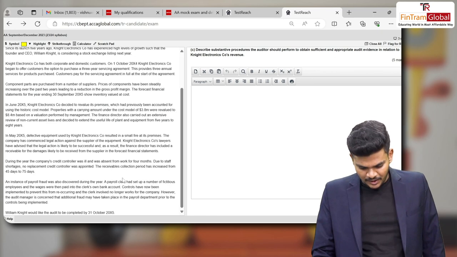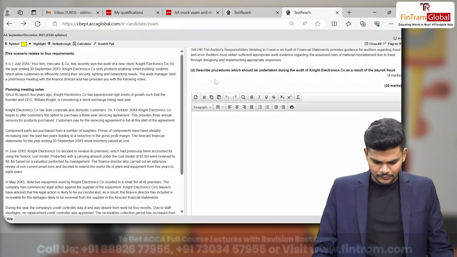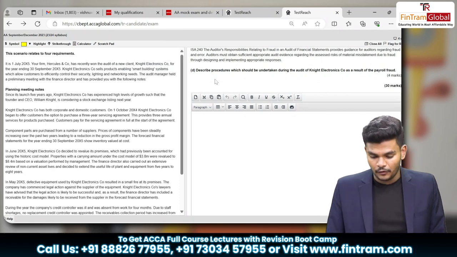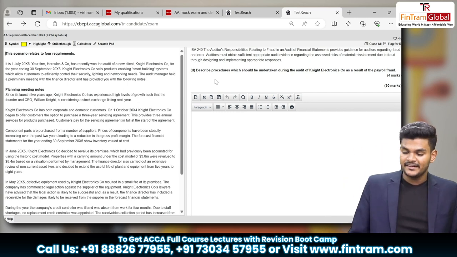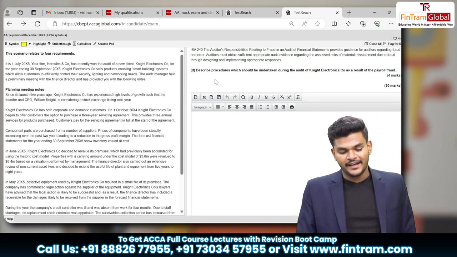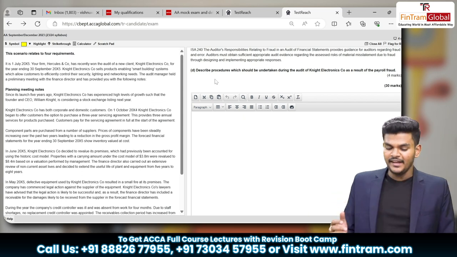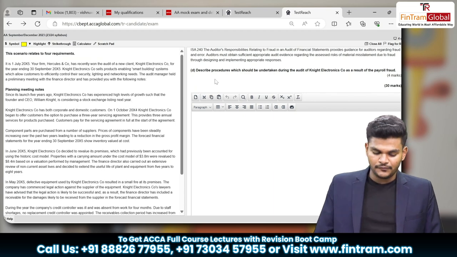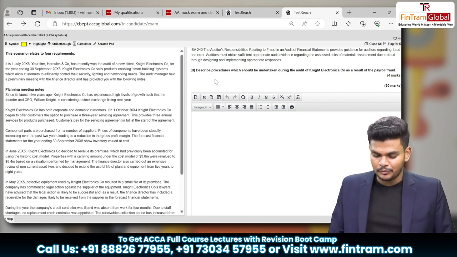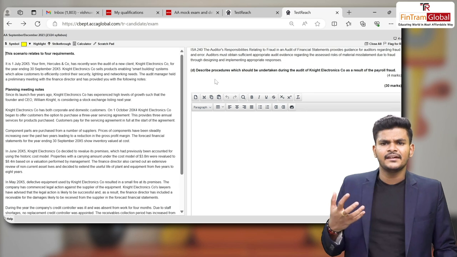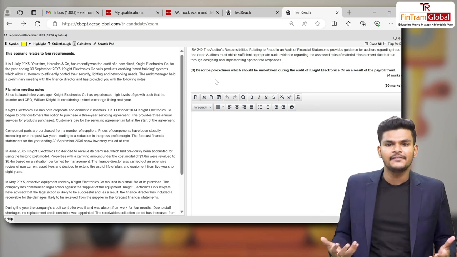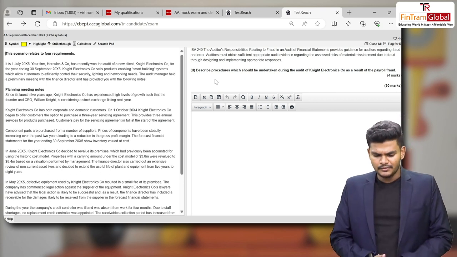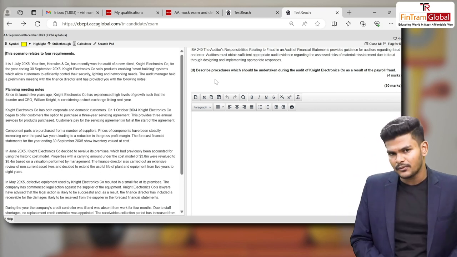And there's 1 last requirement. I'll just quickly go through that as well. ISA 240, the auditor's responsibility relating to fraud in an audit of financial statements, provides guidance for auditors regarding fraud and error. Auditors must obtain sufficient appropriate audit evidence regarding the assessed risk of material misstatement due to fraud through designing and implementing appropriate responses, which is generic theoretical knowledge which we have learned when we went through these ISA standards, isn't it? So that doesn't really give us much, but what exactly is the requirement here?